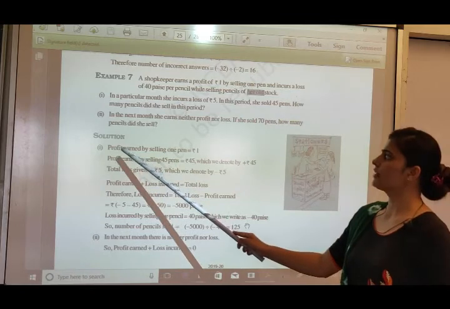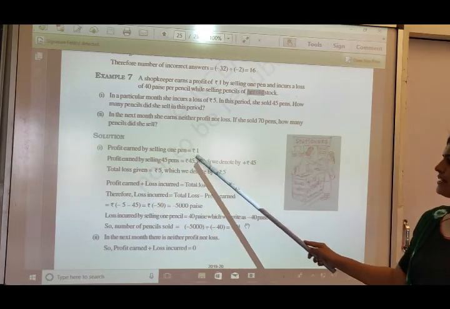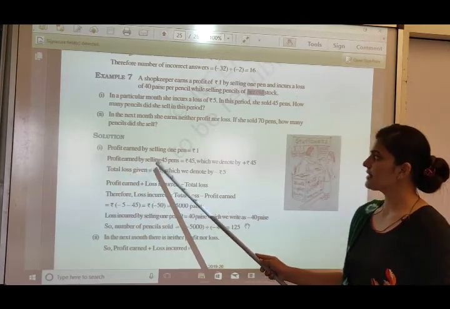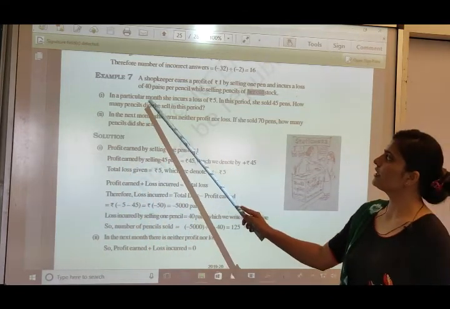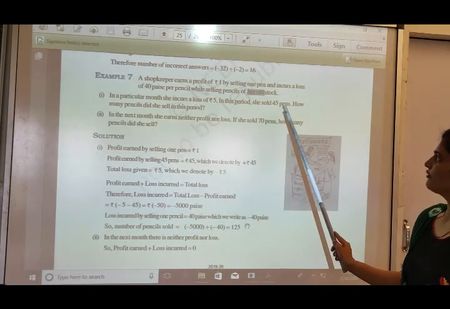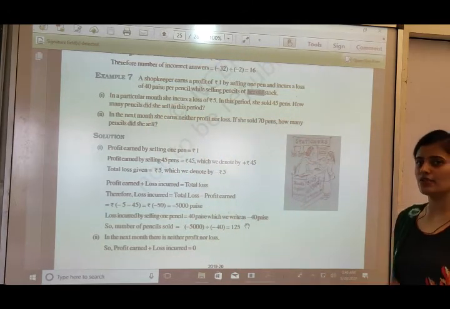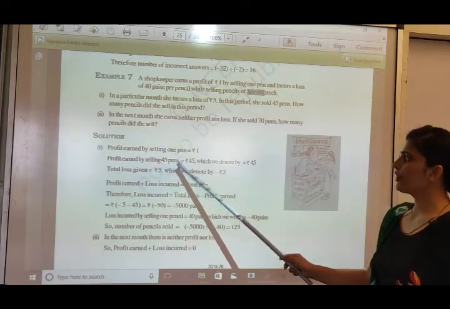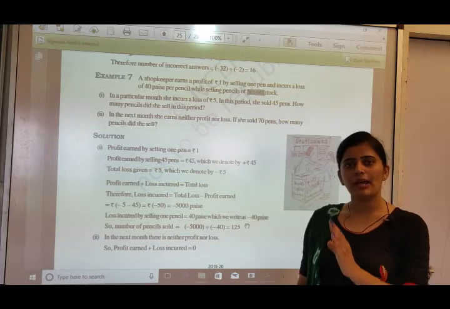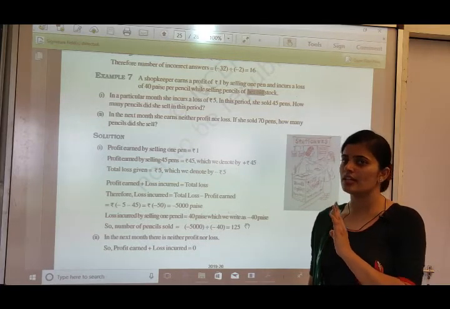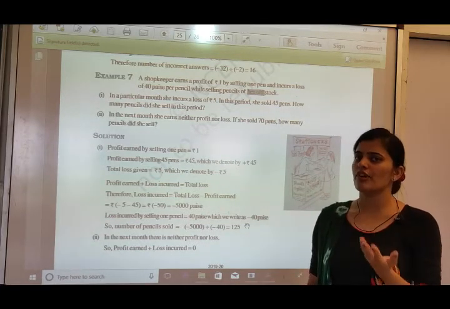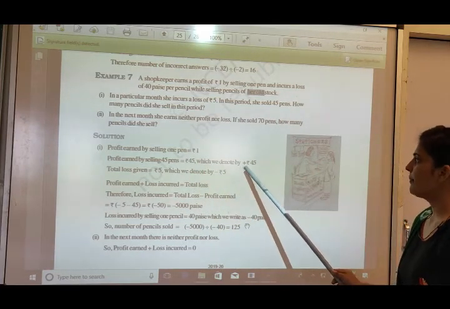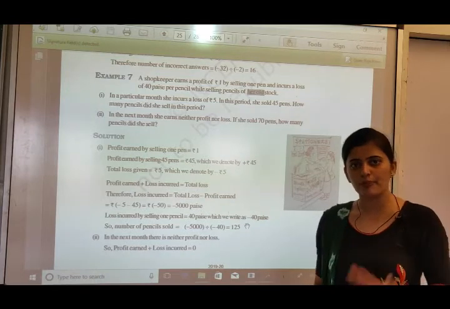That is what we have to write down: the profit earned by selling one pen is equal to rupees 1. Now, the profit earned by selling 45 pens. In the question we are given that, the profit earned by selling 45 pens will be 45 multiplied by 1, because for 1 pen she is getting 1 rupee, so for 45 she will get 45 rupees. So rupees 45, denoted by plus rupees 45 because it is in the profit form.